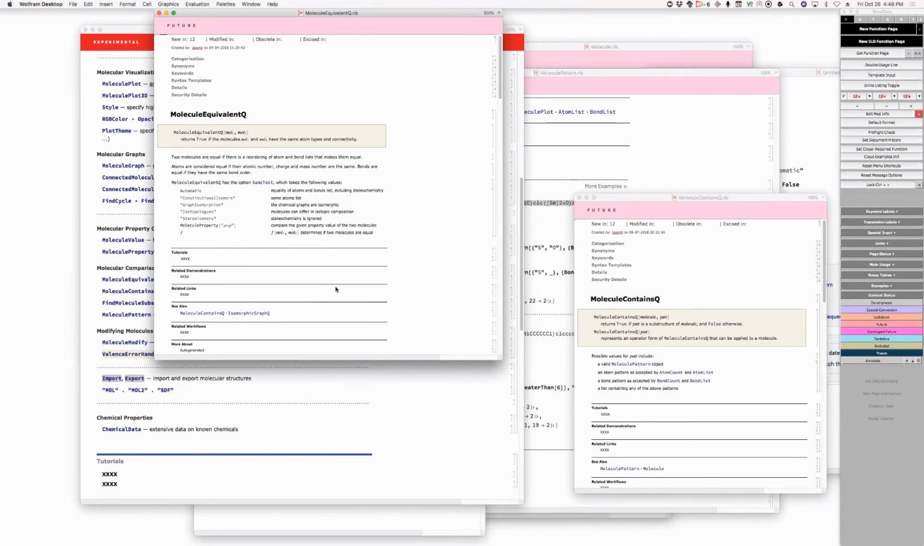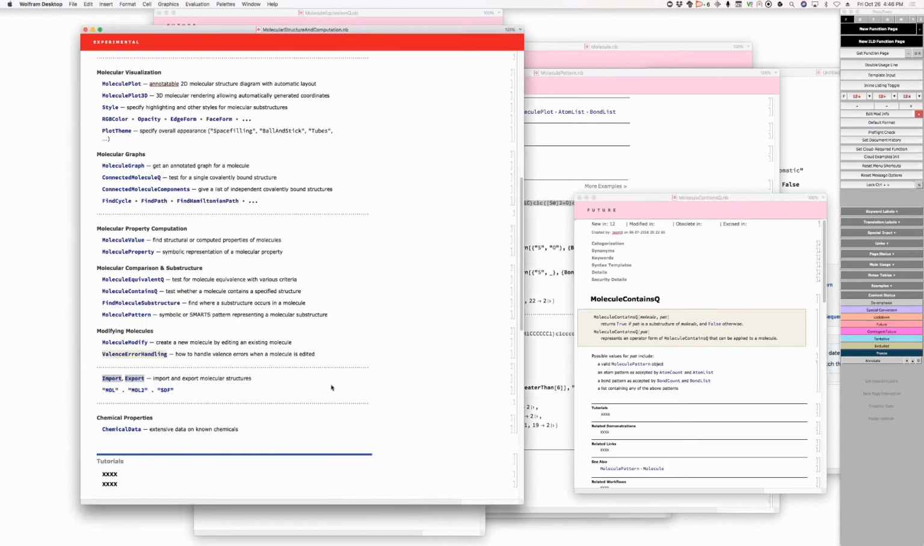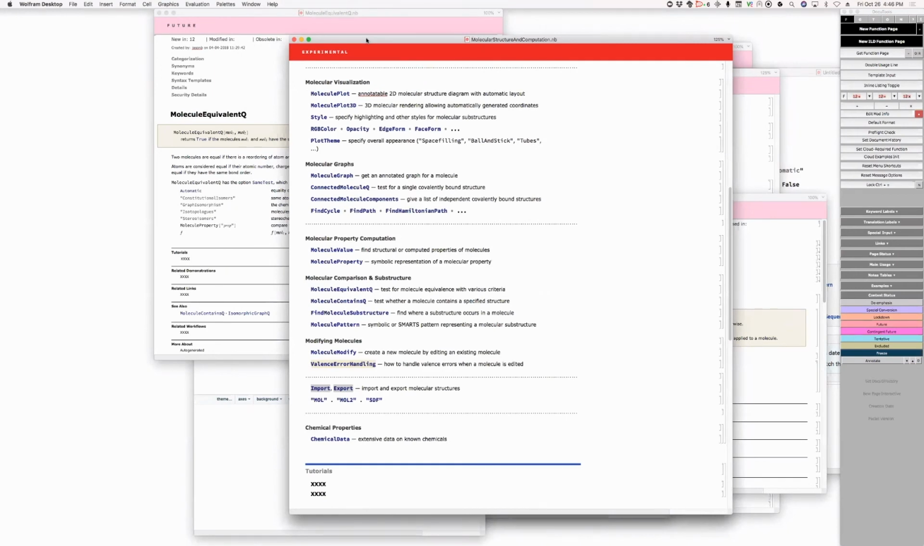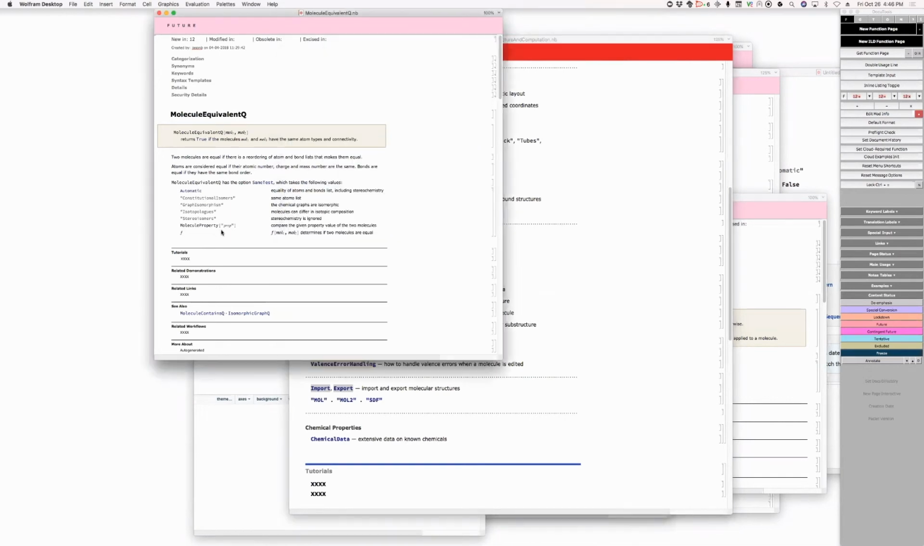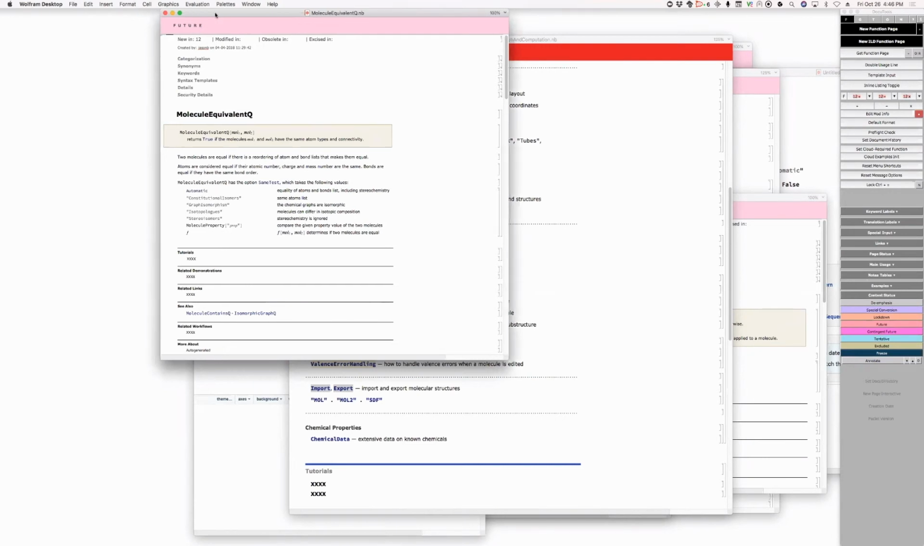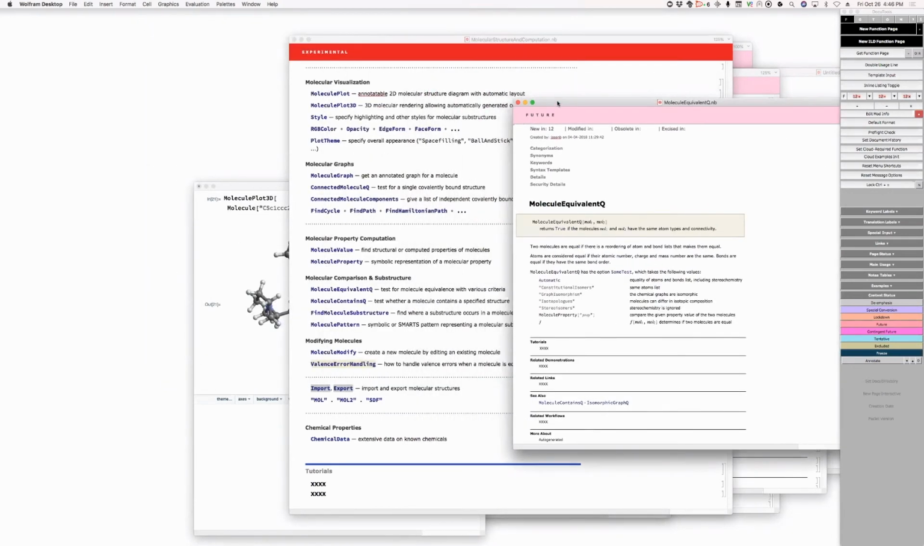Okay. So if there were to be an operator form of molecule equivalent Q, I might want to make it. So it's set up right now. It has these string valued same tests as an option. So if you look at molecule equivalent Q, it has the option same test. We discussed this. Yeah, we did. That's fine. Right. And so if it only took two molecules, then that could be a third argument.